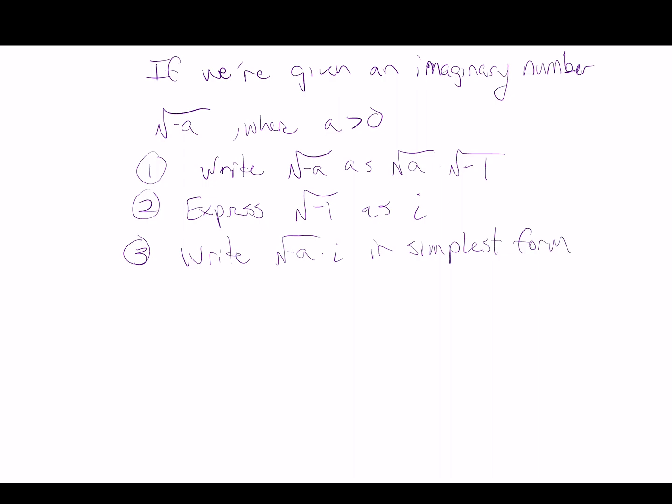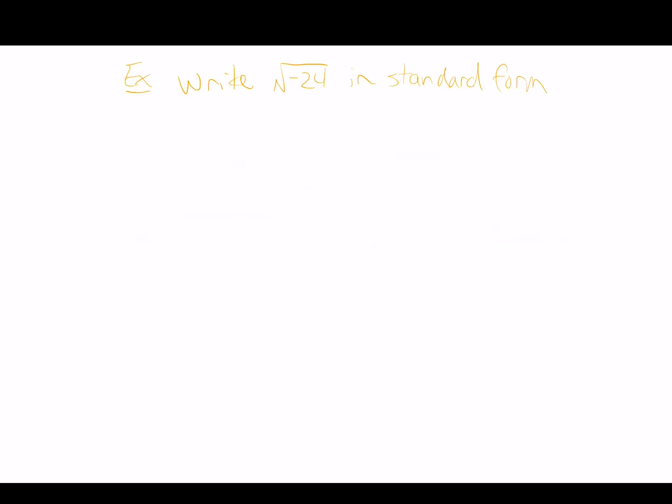Let's do an example. In this example, we're asked to write the square root of negative 24 in standard form. Our first step tells us that we need to rewrite the square root of negative 24 as the square root of 24 times the square root of negative 1. Not negative i, but negative 1. Okay? And then we rewrite the square root of negative 1 as i. So we have the square root of 24 times i.